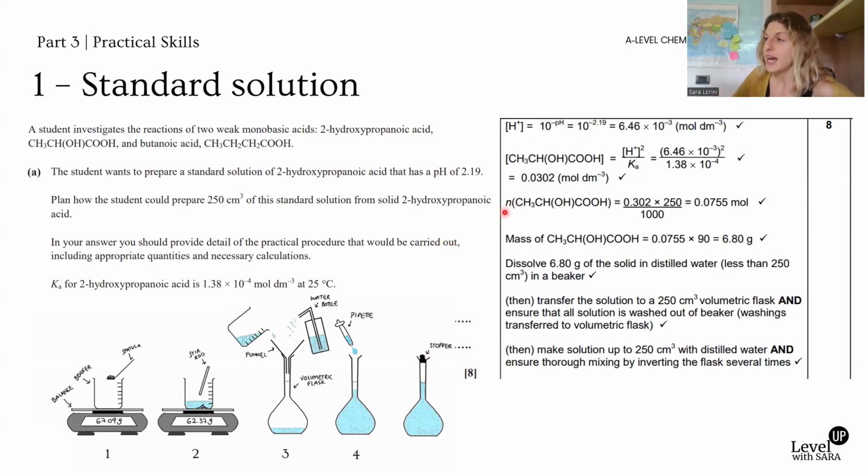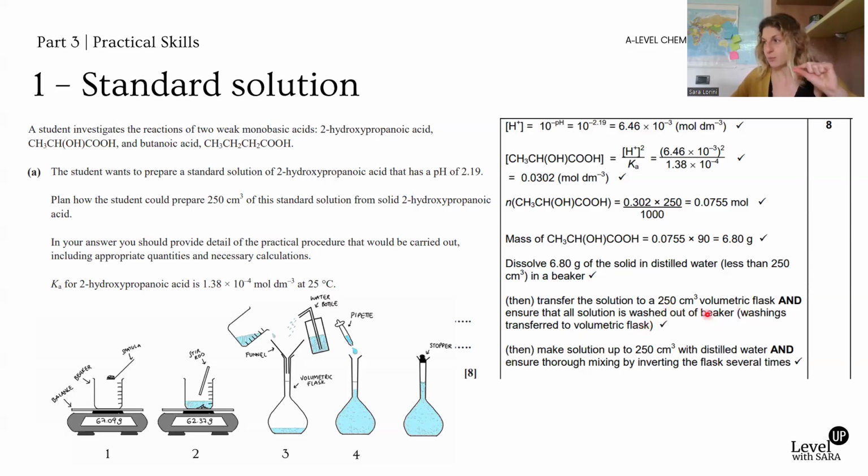In fact, notice where the marks are. Of course, here we have an initial calculation. Double check here, pause if you need a bit more time, and you have the mass. Those are all of the information that you're given. That will result in a specific mass that you need to dissolve. Notice the marks: dissolving in distilled water in a beaker, transferring to the volumetric flask, and then, important, ensuring that all the solution is washed out. This mark comes together in the explanation, so make sure you mention it.